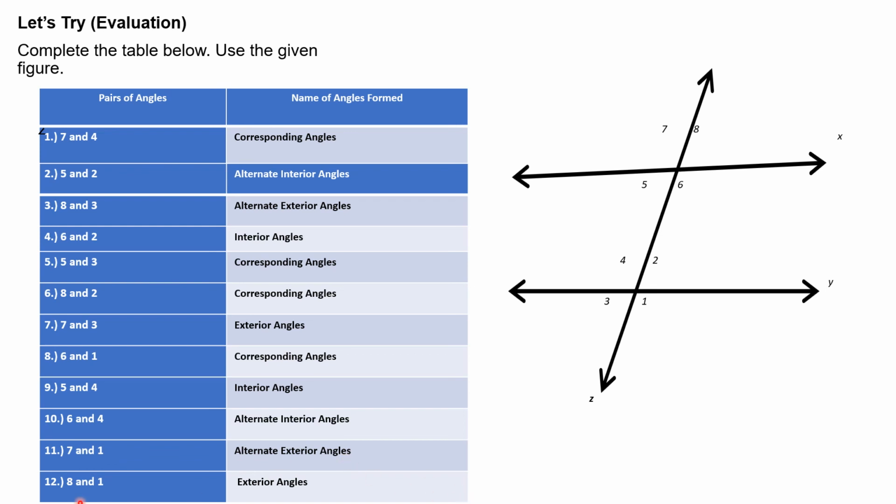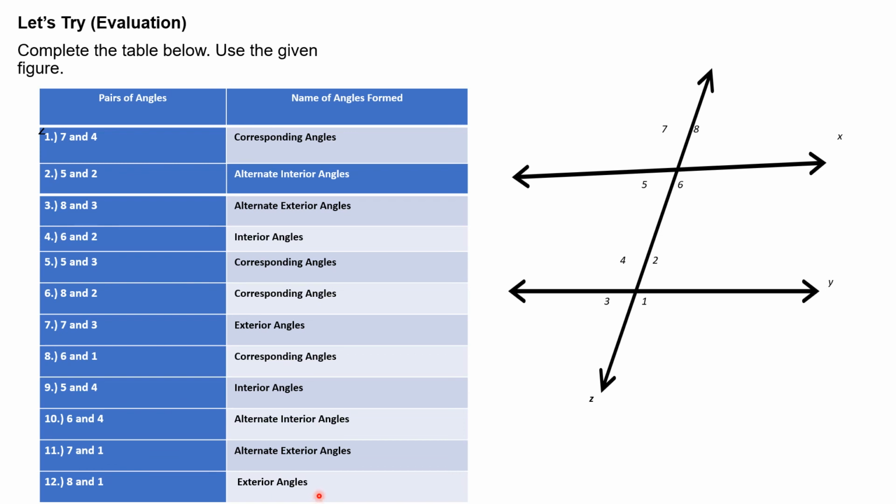Okay, and the last one, number 12, we have angle 8 and angle 1. Angle 8 is an exterior angle, and then angle 1 is also an exterior angle. They are both on the right side of our transversal line. That means angle 8 and angle 1 are exterior angles. Very good. You have done a great job for today.